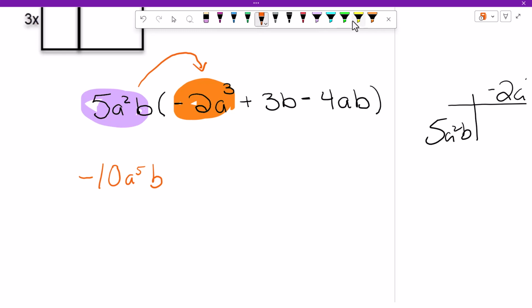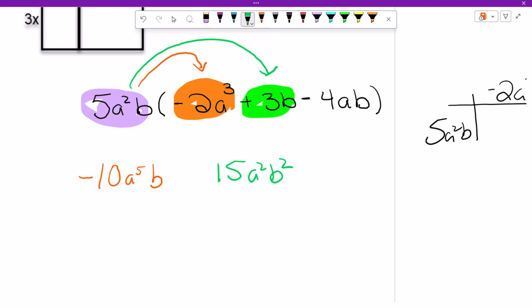So the next term we got sitting here is this 3B. And I can take it and go, okay, coefficient with coefficient, letters with letters. What do we have when we put it together? What's the middle term now? A²B². What about the number? 15. So 15A²B². Now we need a sign. Plus.